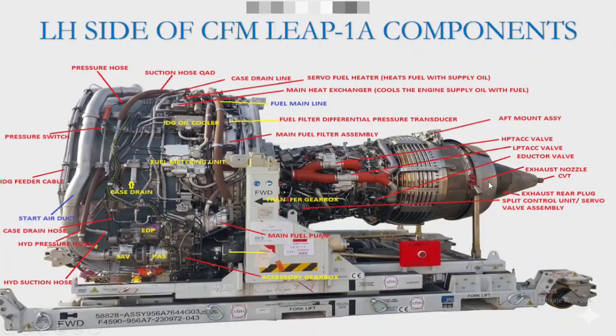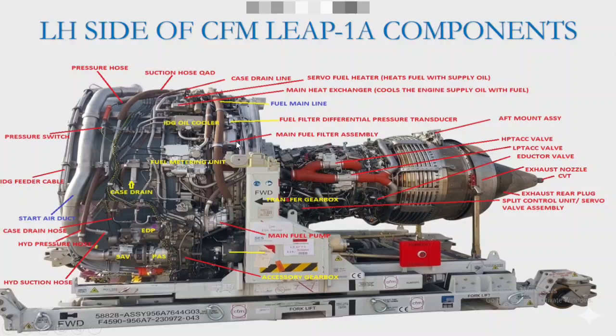Then comes the exhaust nozzle. Eductor valve will come here. LPTAC, HPTAC. This is your low pressure turbine active clearance control valve and high pressure turbine active clearance control valve for cooling, with your HPTAC manifold and LPTAC manifold. And this is the raft mount. Here you will find the forward mount also.